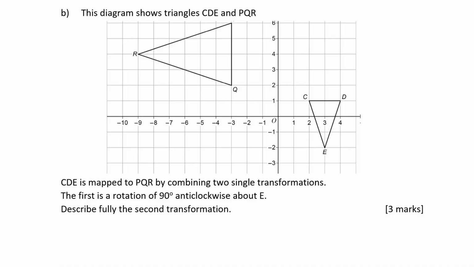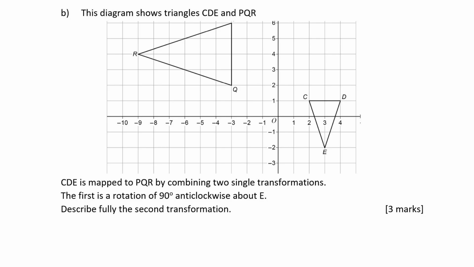Question 21b. This diagram shows triangles CDE and PQR. We're told that CDE is mapped to PQR by combining two single transformations. The first is a rotation of 90 degrees anticlockwise about E. Describe the second transformation. Okay, so it's going to be some sort of enlargement with a fractional scale factor after that. But before we can work out the details of where the center of enlargement is, we probably need to find where that mid triangle is going to be, the one that's halfway between them.